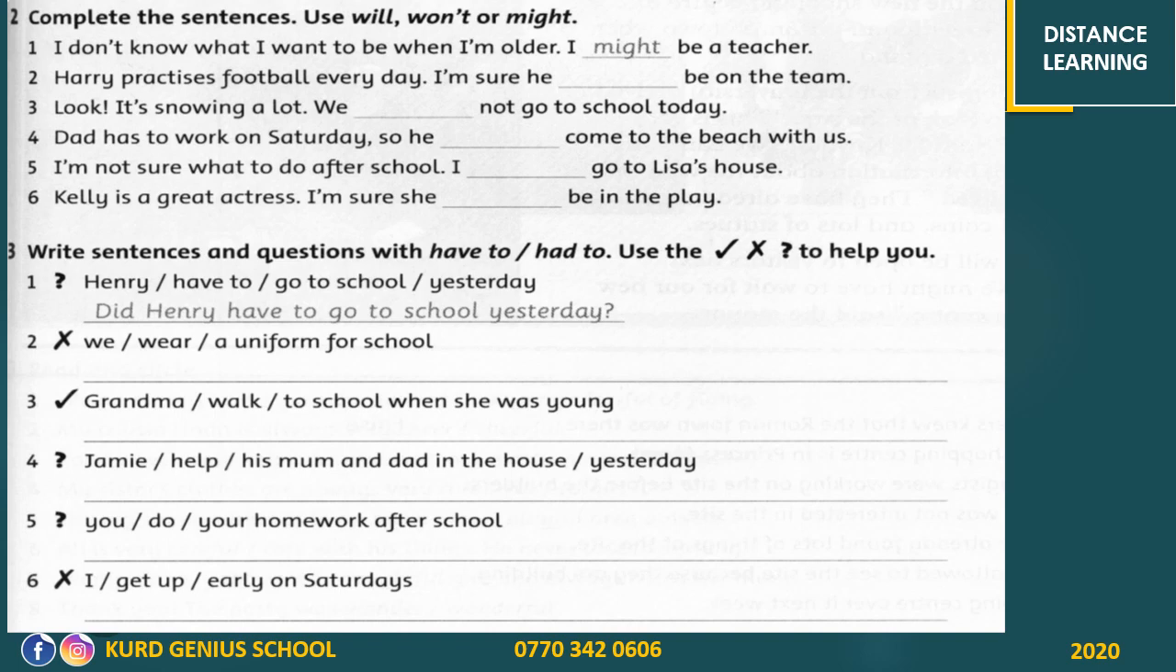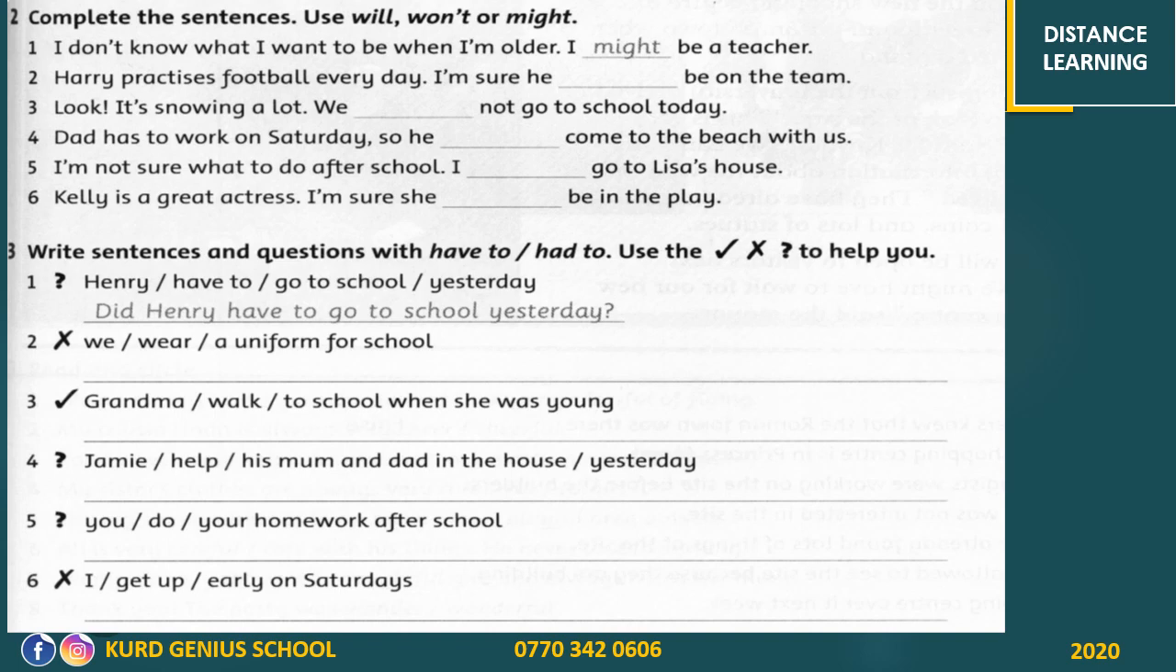Number 5, I'm not sure what to do. See, as soon as I see I'm not sure, I know that I have to use might. So I'm not sure what to do after school. I might go to Lisa's house. Number 6, Kelly is a great actress. I'm sure she will be in the play.